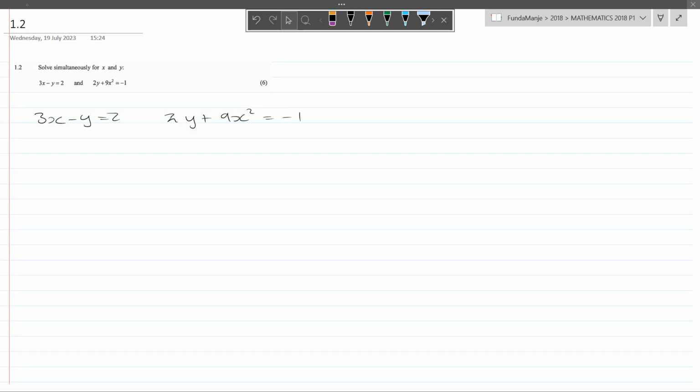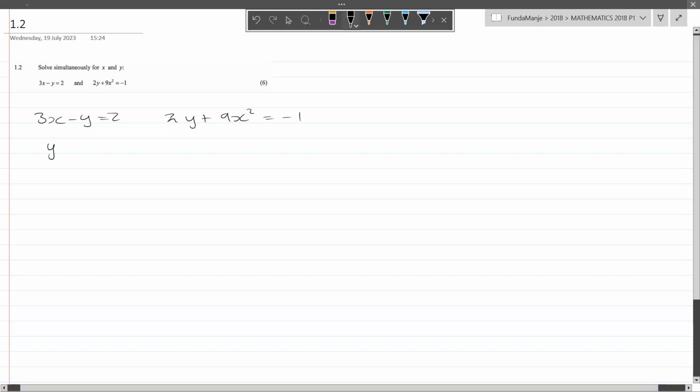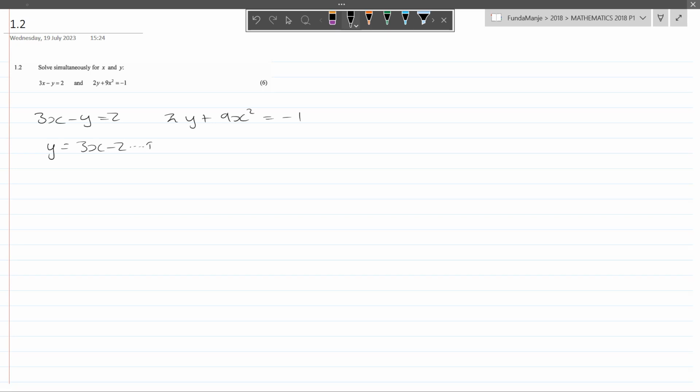1.2 says solve simultaneously for x and y. Now we have these two equations here, and we're going to work first with the simpler one. Here we want to make one variable the subject of the formula, and we often choose the variable that has a coefficient of 1. If there's none, then we pick the one with the smallest coefficient. So here that would be y. Moving y to the other side and 2 to the other, we get y is equal to 3x minus 2. This we'll call equation 1, and this we'll call equation 2.